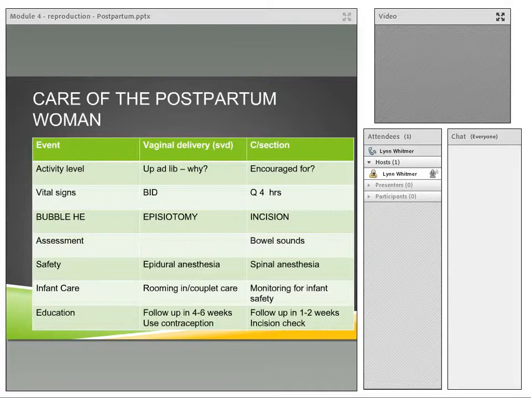Safety, epidural anesthesia versus spinal anesthesia, still the same as far as inability to feel their lower extremities and making sure that those lower extremities are where they're supposed to be. I should have discussed that when we talked about epidurals through the last presentation, because once an epidural has been induced, they don't feel their lower extremities.